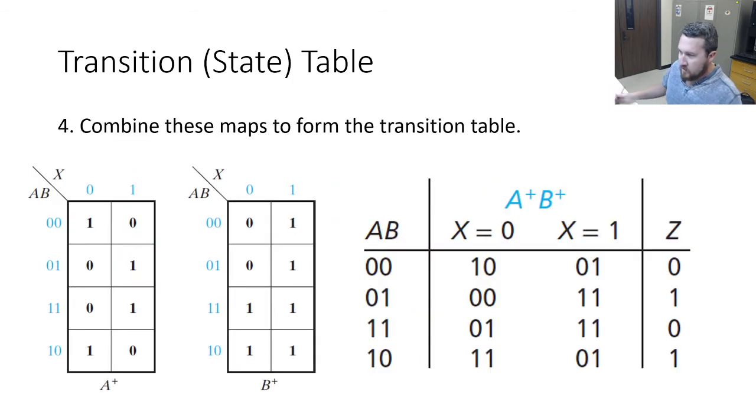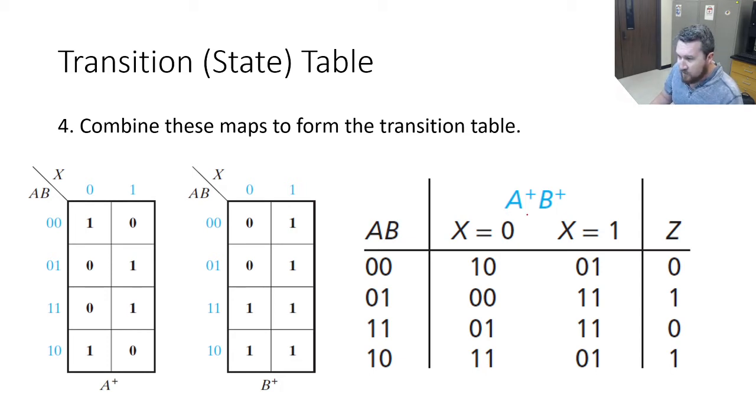All right, so let's go to the next one. So we take this, and now step 4 is we're going to combine these maps to form the state transition table. So what we're going to do effectively is set up the left-hand side. What is the present state? AB, 0 0, 0 1, 1 1, 1 0. And then here we're going to set up the next state, A plus B plus, which is going to have the same structure, but we're going to consider it for X equals 0 and X equals 1.